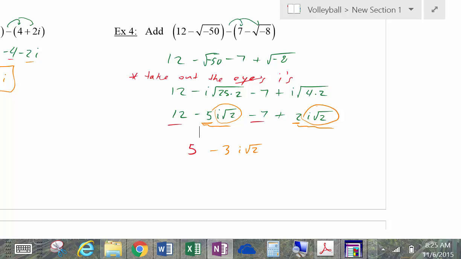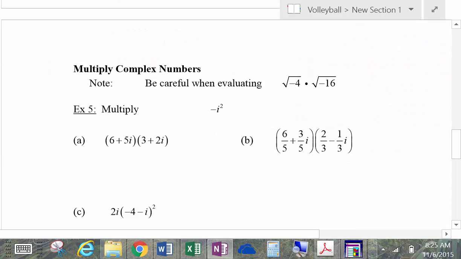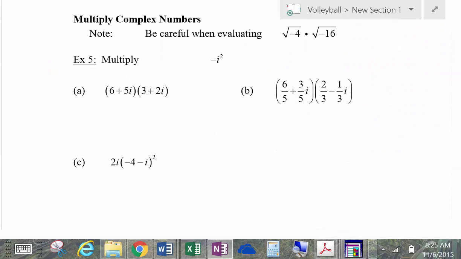All right, let's go on to multiplying complex numbers. So we need to be careful about square root of negative 4 times square root of negative 16. In the past, it's something that we haven't worried about multiplying, right? We've said things like square root of 2 times square root of 2, we could say square root of 4, right? Which simplifies to 2. But if they're not real numbers, we can't do that rule.